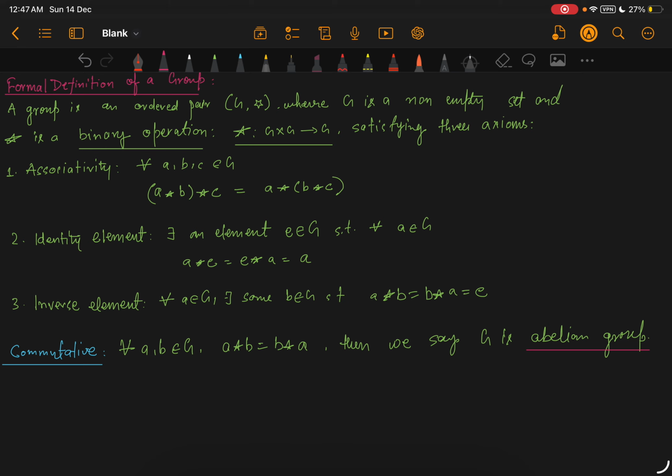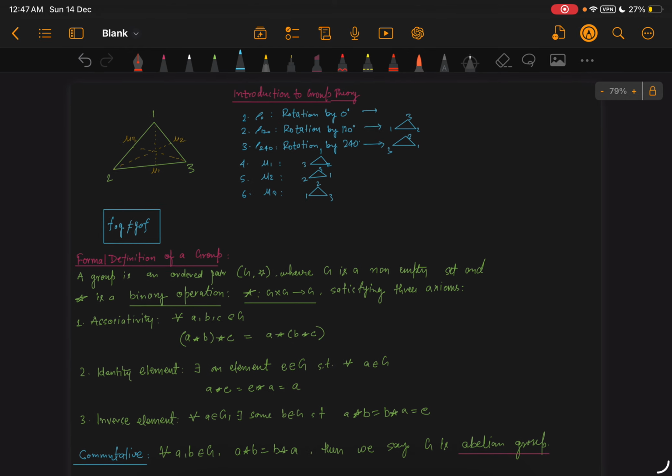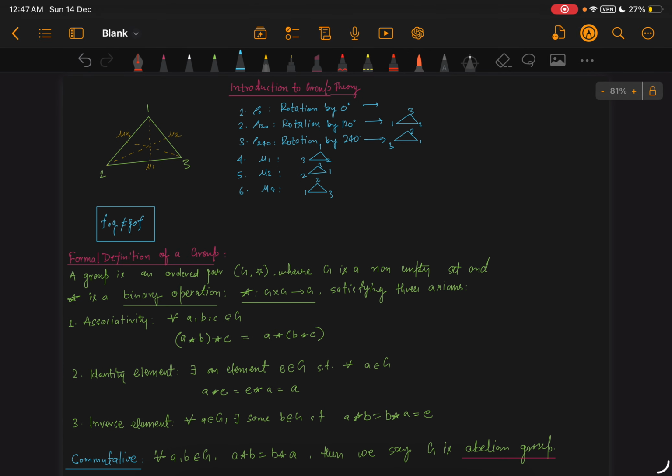Abelian group. We can see in our example we were talking about here about associativity, identity, and inverse. Associativity is very easy to check, and I leave that for you. You can easily verify it with any operation, like try to operate like this.